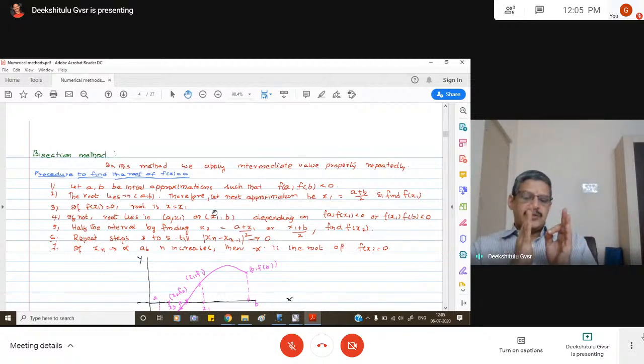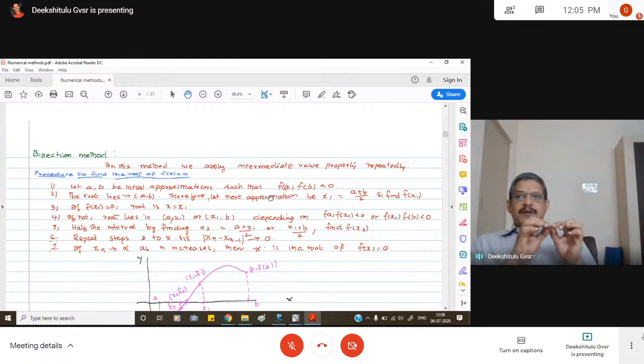So what we do is, for the next approximation, we halve the interval. That means we consider a, b, and the middle point, (a + b)/2. We consider a and (a + b)/2. The first approximation x1 is (a + b)/2, and find f(x1). If f(x1) is 0, then x1 is the root. Your job is done. Otherwise, the root lies between either a to x1 or x1 to b. Compulsory, it must. Why? The root is between a and b, either in this part or in this part, it must. Then which part do you take?